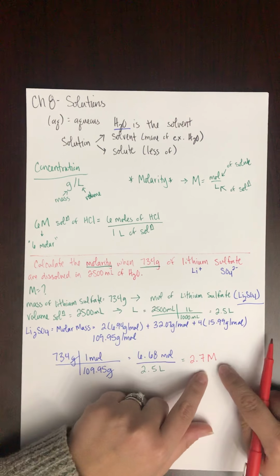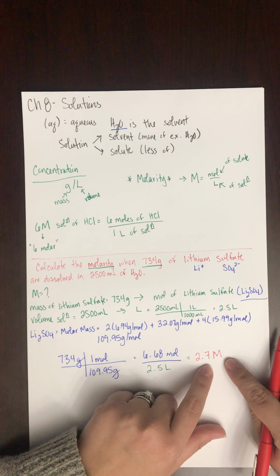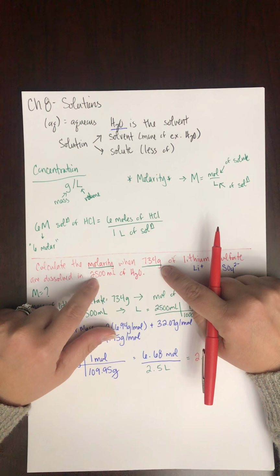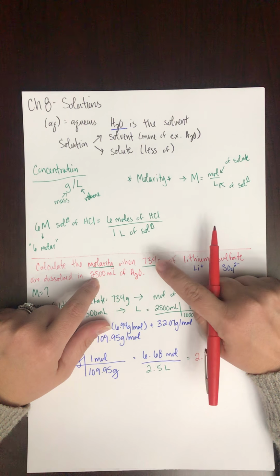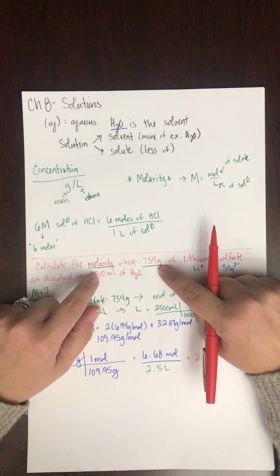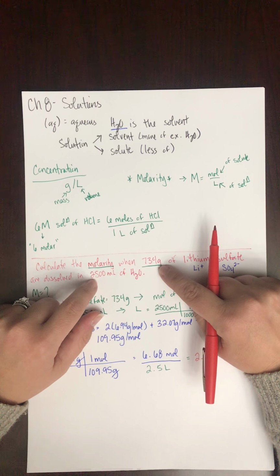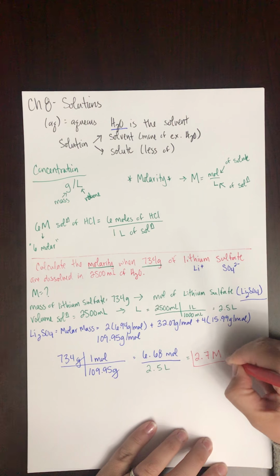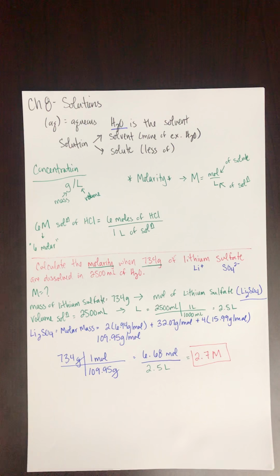molar. Remember, whenever we're solving for our final answer, we need to pay attention to significant figures from the problem. 2500 has two significant figures. This number, 734, has three significant figures. Our answer needs to have the fewest number of significant figures in the problem, so it needs to have two significant figures. So the concentration of 734 grams of lithium sulfate in 2,500 milliliters of water is 2.7 molar.